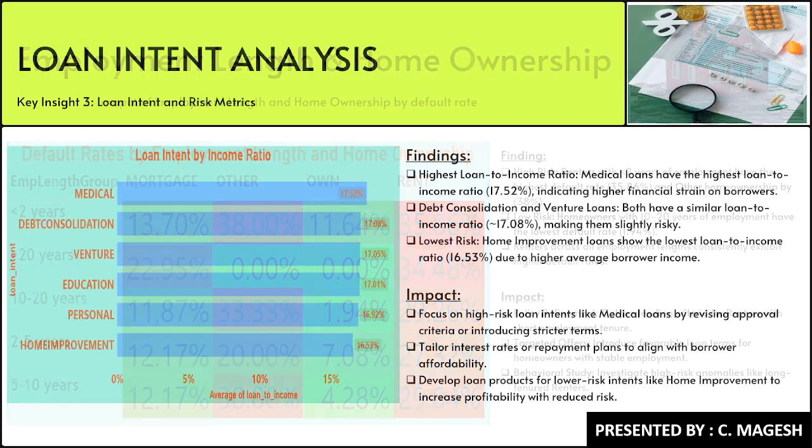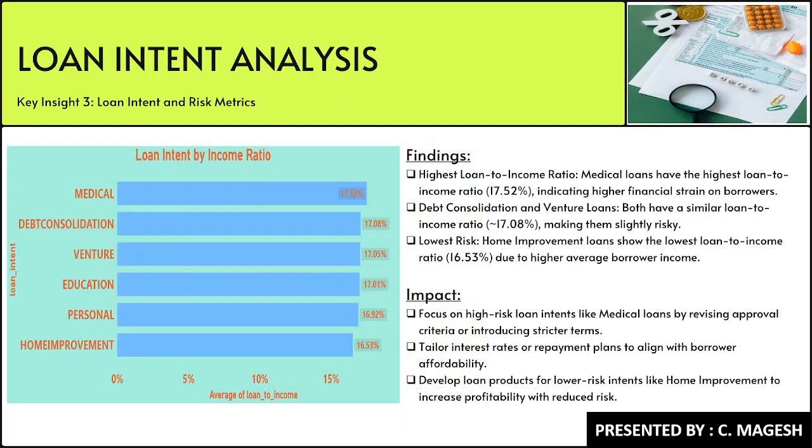Next, let's look at the analysis of loan intents and risk metrics. Medical loans have the highest loan to income ratio, which is 17.52 percent, indicating financial strain. Debt consolidation and venture loans are also moderately risky, at approximately 17.08 percent overall. Finally, home improvement loans have the lowest loan to income ratio, showing lower risk.